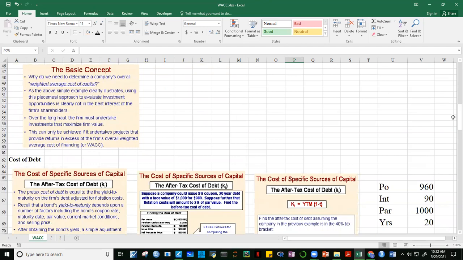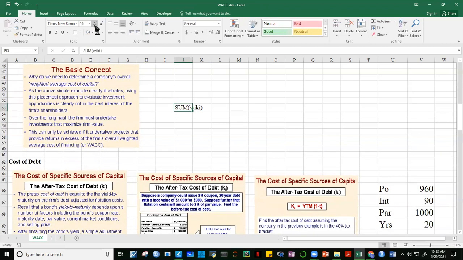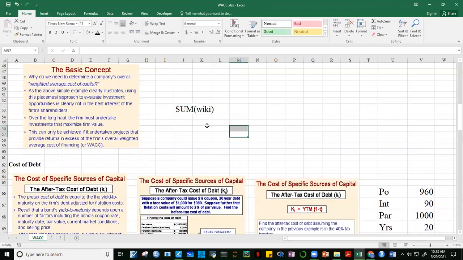So, how do we compute for the weighted average cost of capital? So, yung weighted average cost of capital, ang formula niyan is the sum of WI times K sub I. It's the sum of all the financing costs multiplied by its weight. Okay? So, pause lang ako sandali guys, kukuha lang akong tubig.